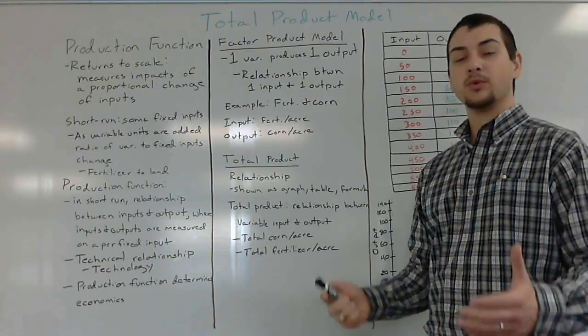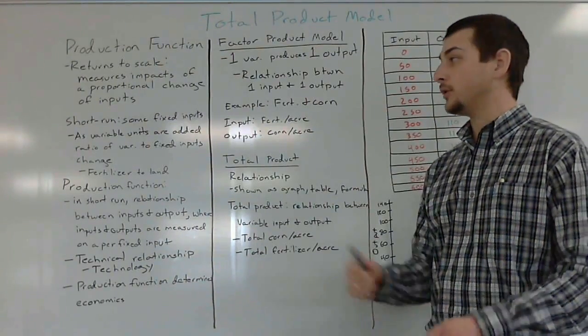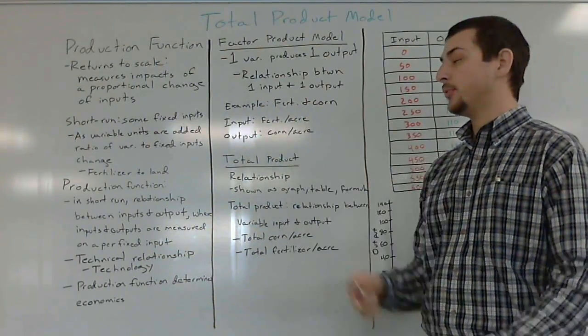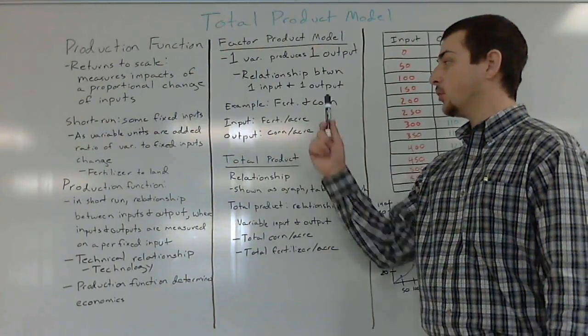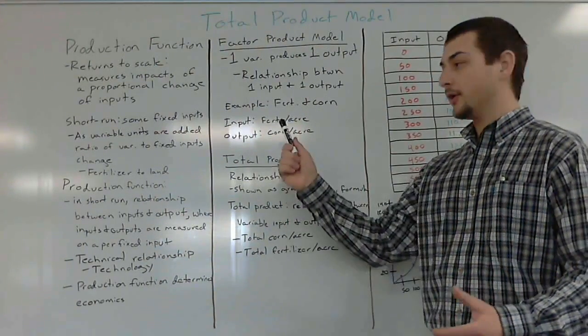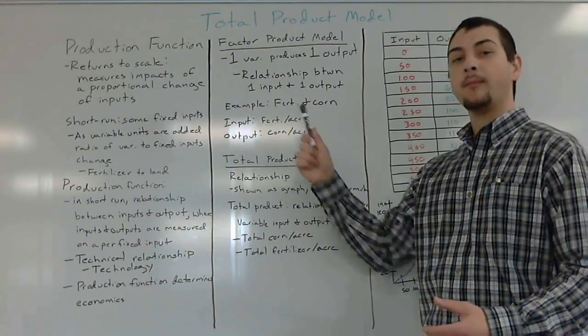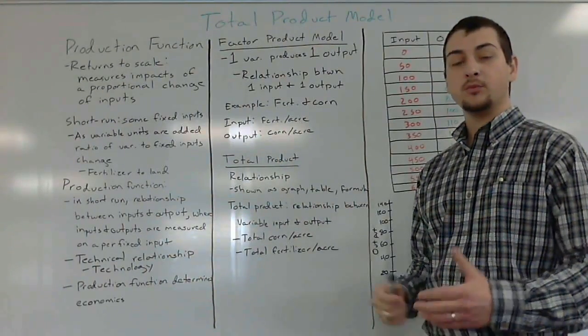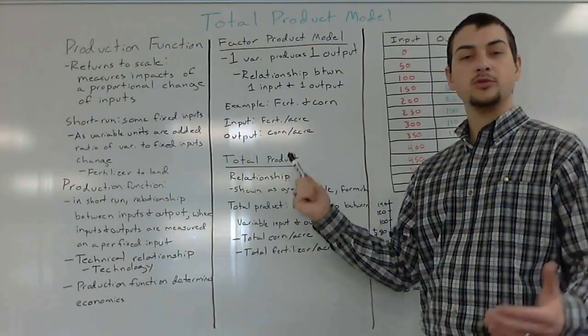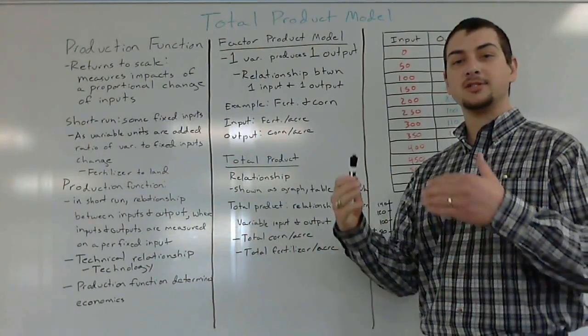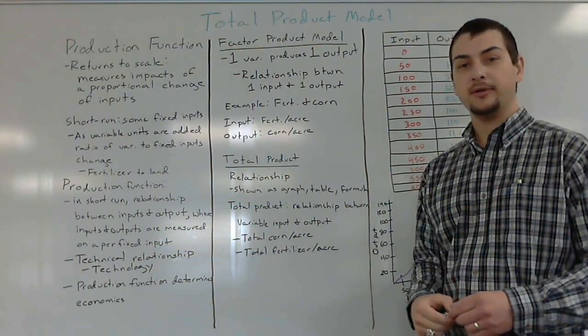So we find that it's a relationship, and it's a relationship between one input and one output. The example that we've kind of been using was fertilizer and corn. How does fertilizer per acre, how much fertilizer per acre, which is the input, affect the corn yield per acre, which would be the output? So we're looking at just one input and one output.